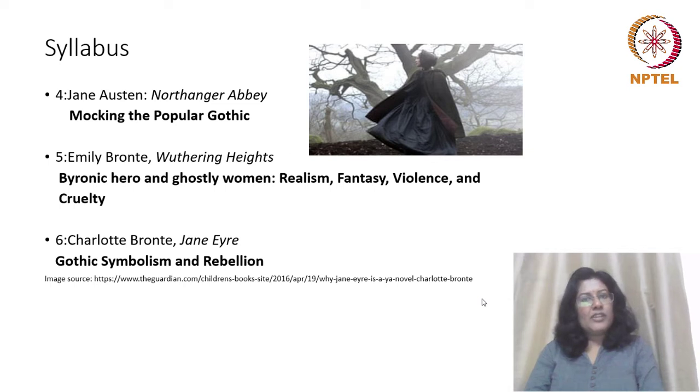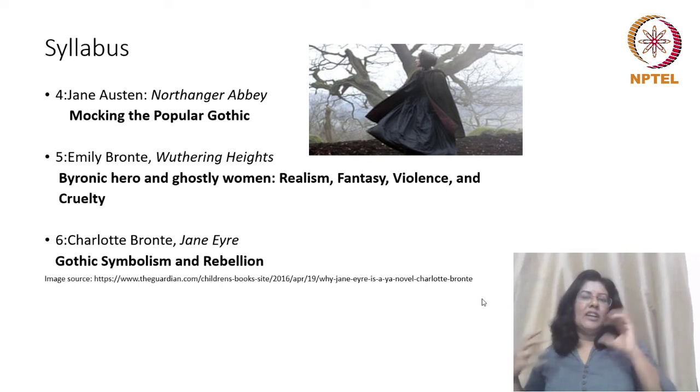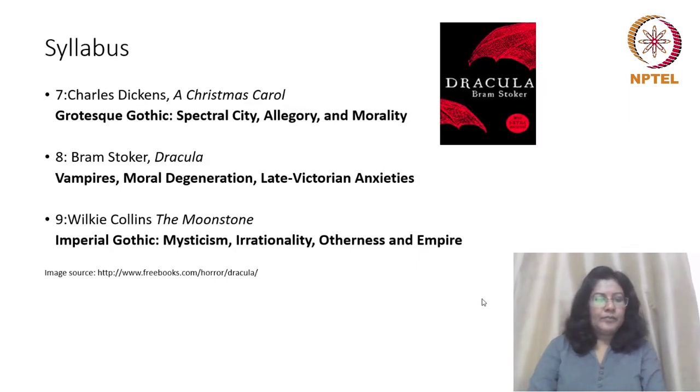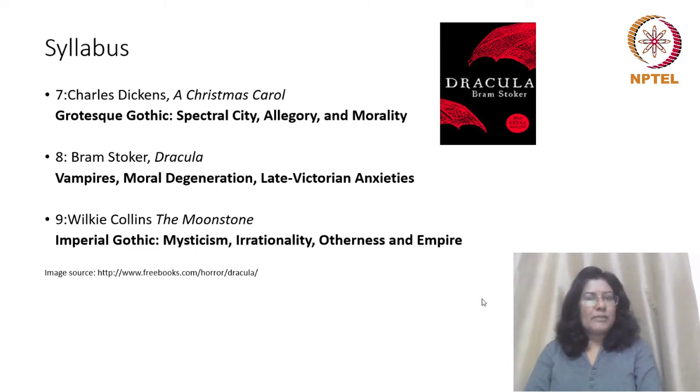Jane Eyre by Charlotte Bronte will follow in week 6, and we'll talk about the idea of Gothic symbolism and the idea of rebellion, and that rebellion in itself becomes a fantastic subject for a realism-come-Gothic nightmare that Jane Eyre is. In week 7, we'll talk about Charles Dickens's A Christmas Carol.